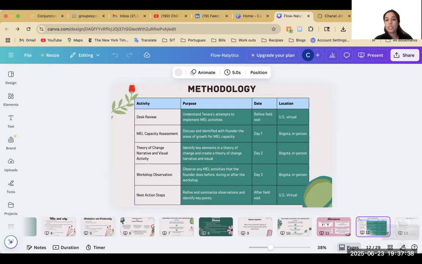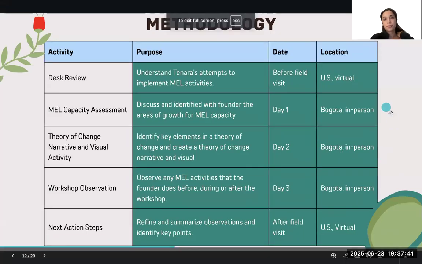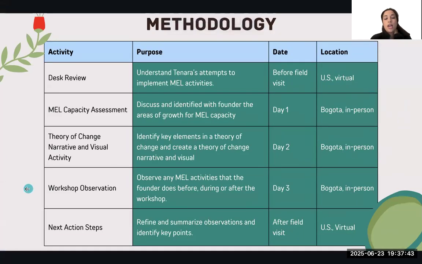I apologize. I think I need to make this bigger. There we go. So, workshop observation.